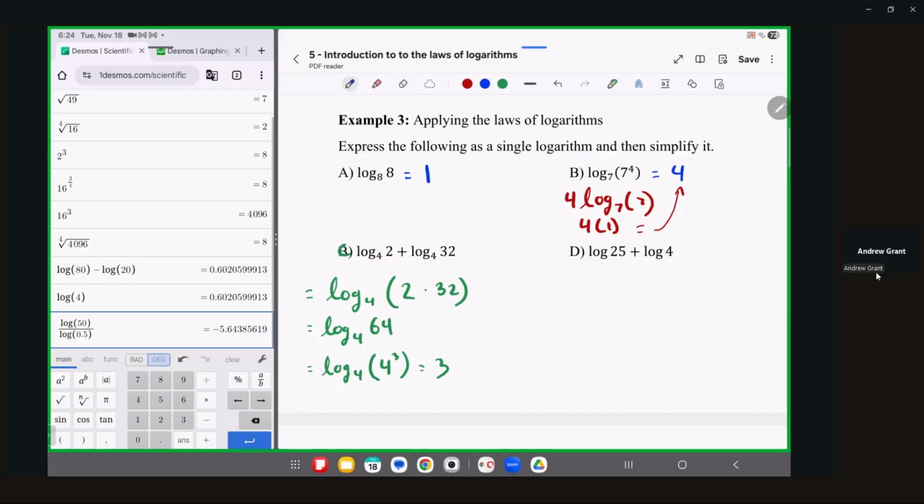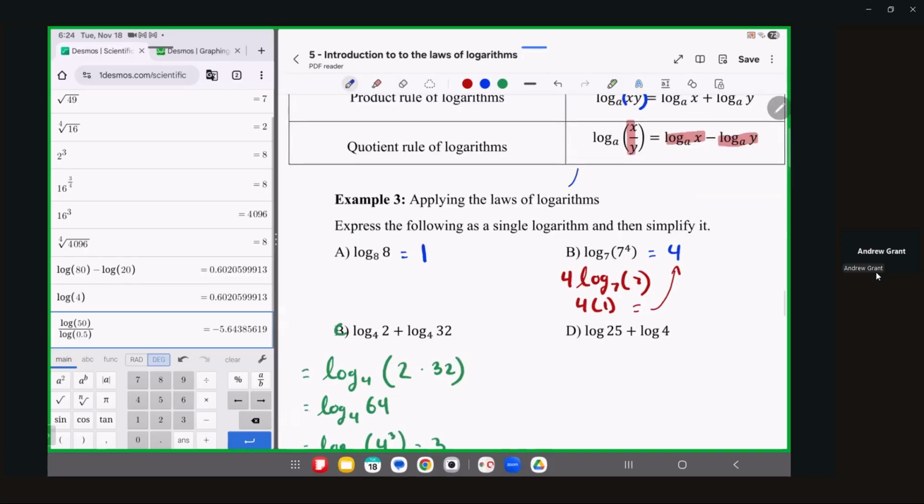Okay, so we have letter D here, log of 25 plus log of 4. Only thing, remember, is that if you have log x, that's the same thing as log base 10 of x, okay?